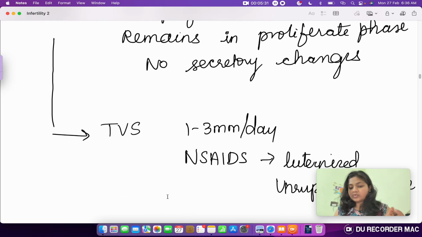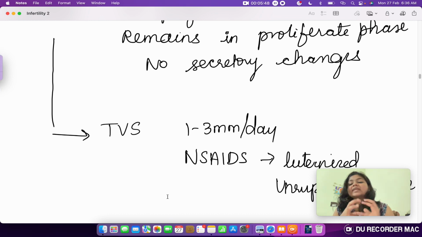Last one is transvaginal sonography. Normally the follicles grow at a rate of 1 to 3 mm per day. After ovulation, the follicles will rupture, so the margins of the follicles will be irregular and the echogenicity will be increased. There will be fluid in the cul-de-sac. All these things can be picked up in the ultrasound.